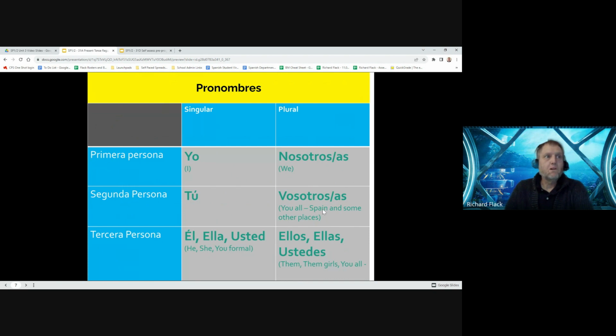Second person plural. In Spain and some other places in Latin America, they have the same idea of informal, like first name basis. So you all, if I was your teacher in Spain, you all, vosotros. Or if everybody in the group that I'm talking to is girl, identifies as female, then I would use vosotras. And then lastly, we have third person. Third person is when we talk about somebody or something.